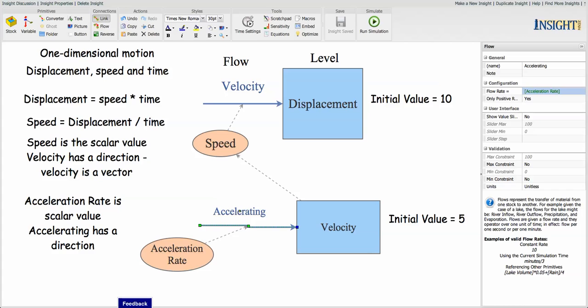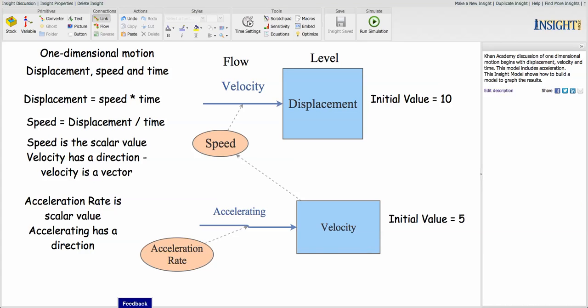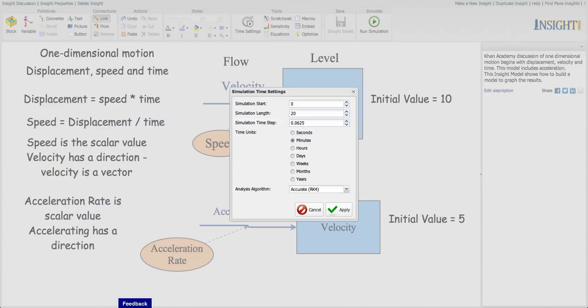So your assignment would be to use this model and put different values of the acceleration rate and different initial values and get different graphs and maybe change the time settings to look at a longer period of time. Let me give you an example of how to do that.